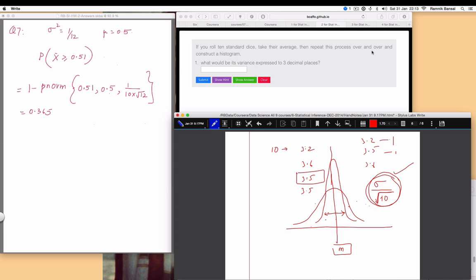Once it becomes a normal distribution, only then I apply the CLT. Once I apply the CLT, then I know this sigma divided by square root of 10.